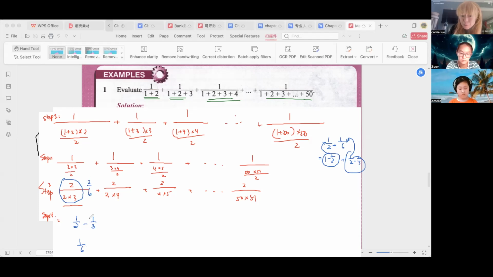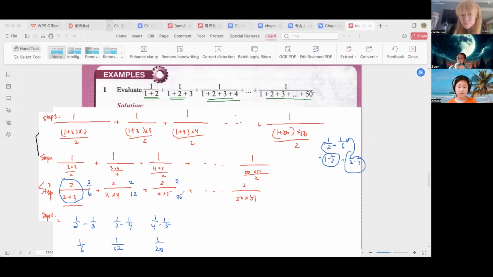Maybe I'm wrong, maybe I'm not right, but let's take a look at the second one. 1 over 3 minus 1 over 4 equals 1 over 12, but the original one equals 2 over 12. And if you take a look at 1 over 4 minus 1 over 5, it equals 1 over 20, but the original one is 2 over 20. So you get a pattern.